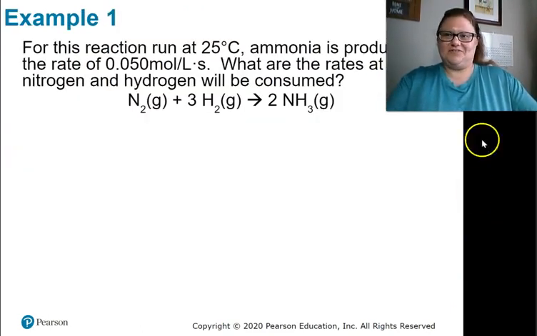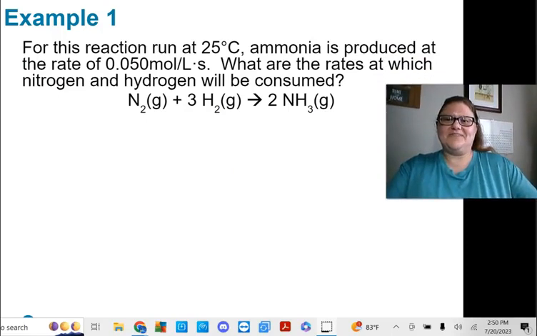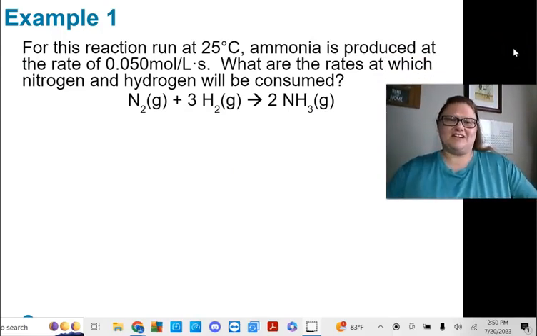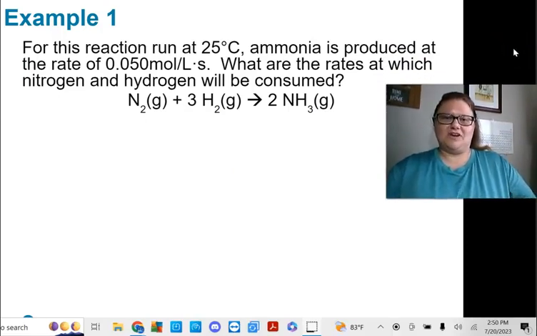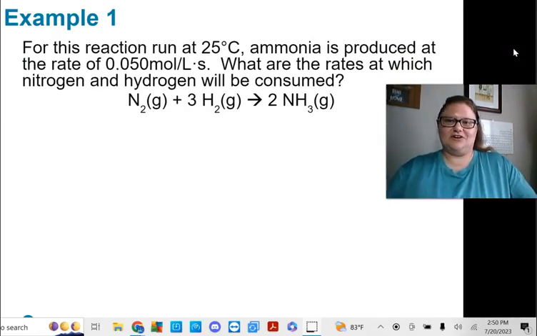All right, let's do an example. Again, no calculus needed. Let's take a look. For this reaction, it's going to run at 25 degrees Celsius, that's standard temperature. We're going to say that ammonia, which is the NH3 we see here on the right, is produced at a rate of 0.050 moles per liter per second. What are the rates at which nitrogen and hydrogen will be consumed or used up?